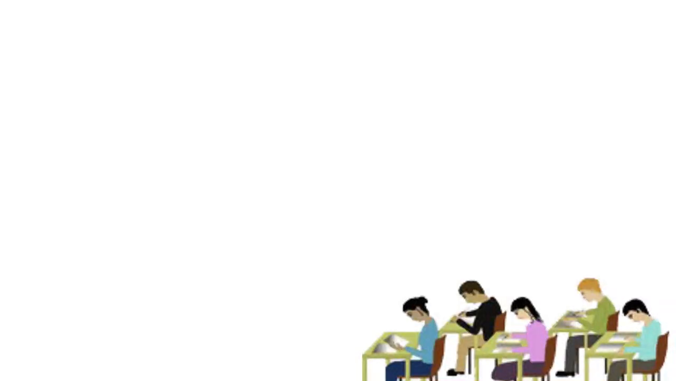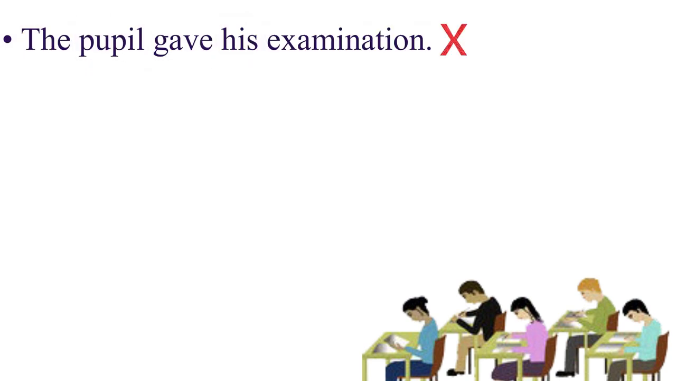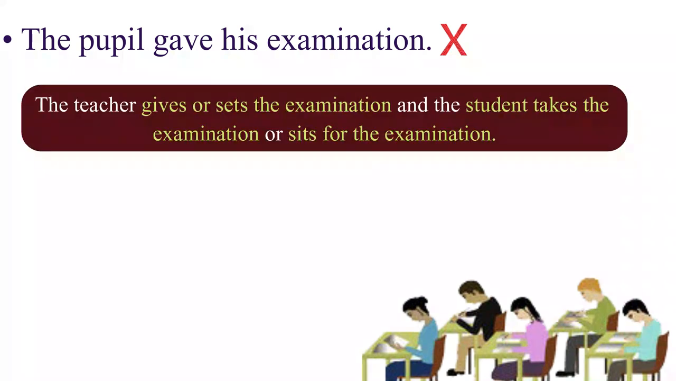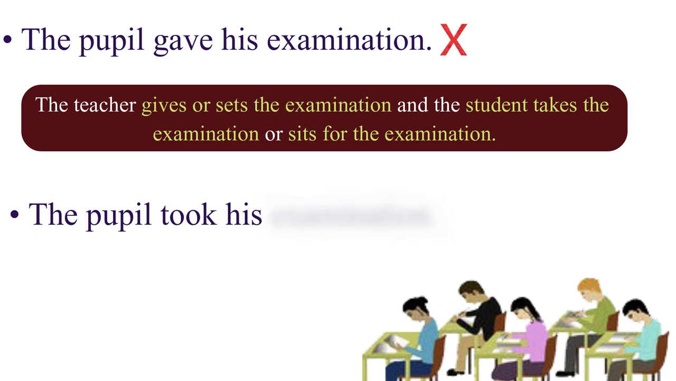Let us look at the first sentence. The pupil gave his examination. Please note, the teacher gives or sets the examination, and the student takes the examination or sits for the examination. Now repeat the correct sentence after me. The pupil took his examination.